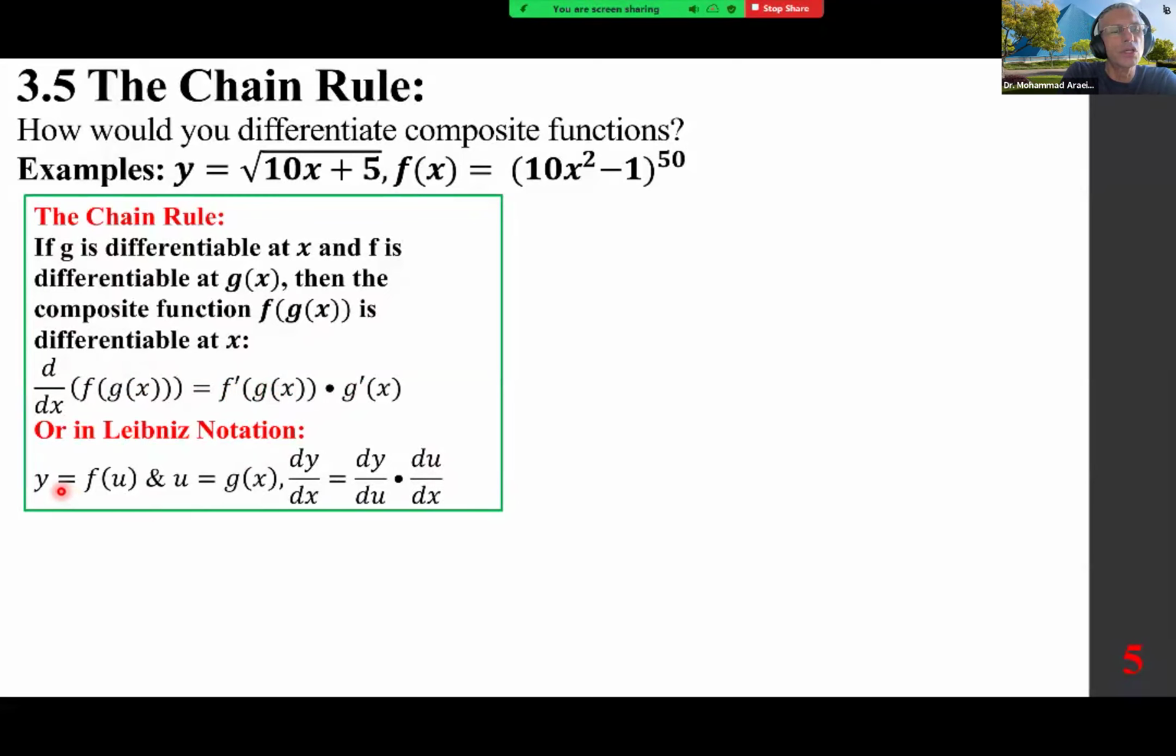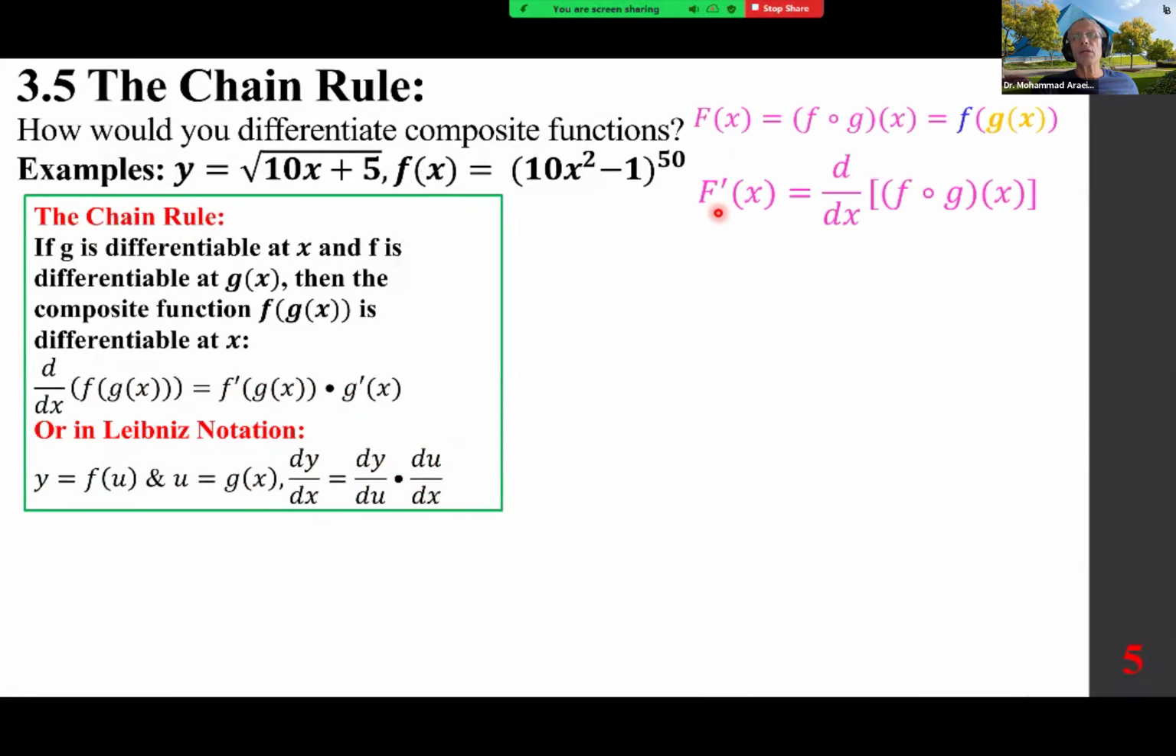In Leibniz's notation, y is a function of u, which is a function of x, so dy/dx is dy/du times du/dx. Notice this is still dy/dx. So to recap, if we call capital F of x equals f of g of x, then capital F prime, the derivative of this composite function, becomes f prime of g of x times g prime of x.